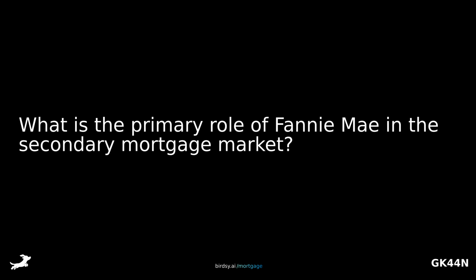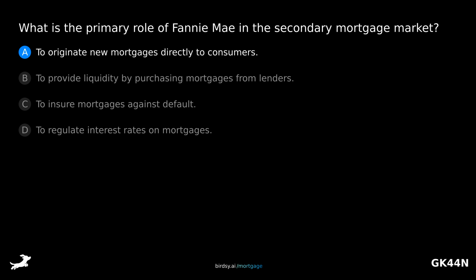What is the primary role of Fannie Mae in the secondary mortgage market? Is it A, to originate new mortgages directly to consumers? B, to provide liquidity by purchasing mortgages from lenders? C, to insure mortgages against default? Or D, to regulate interest rates on mortgages?